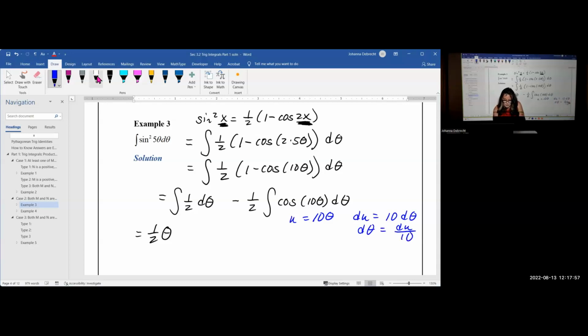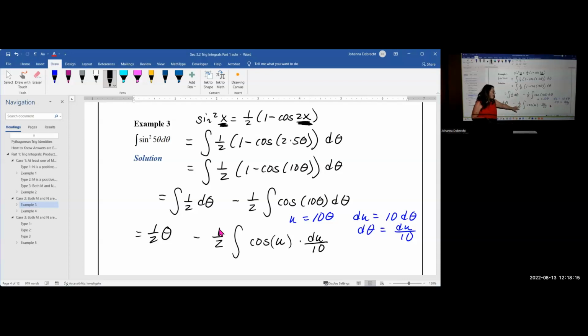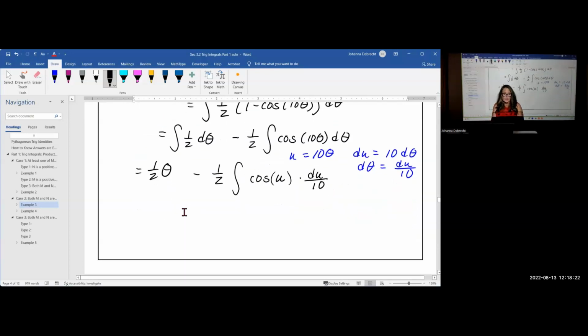So I can substitute that into the integral, and I get minus 1/2 the integral of cosine of u, I guess I can put parentheses around it, times du divided by 10. Now the 1/10 can come out to the front to join the 1/2, which makes it 1/20. And then I have the integral of cosine of u du. And what is the integral of cosine of u?